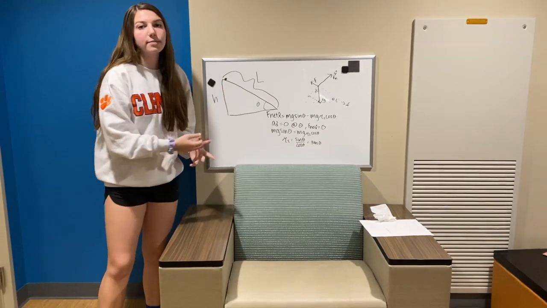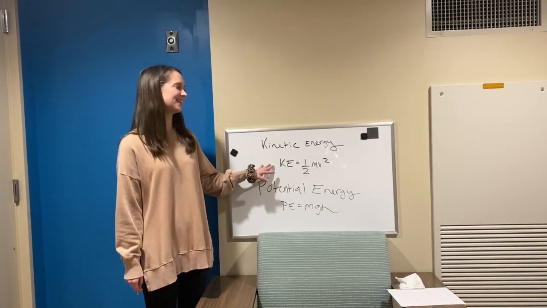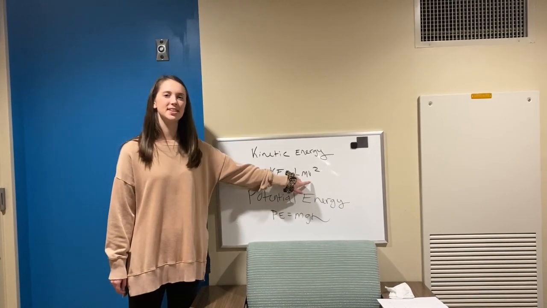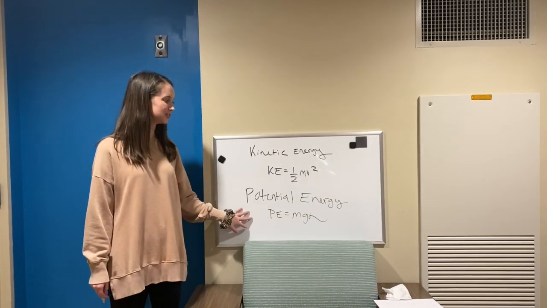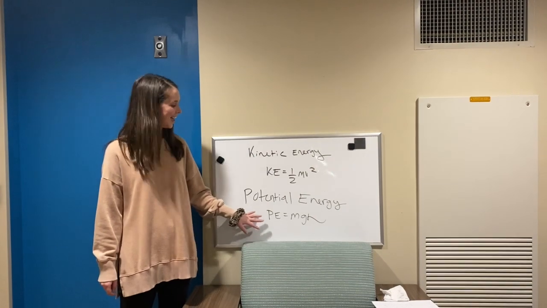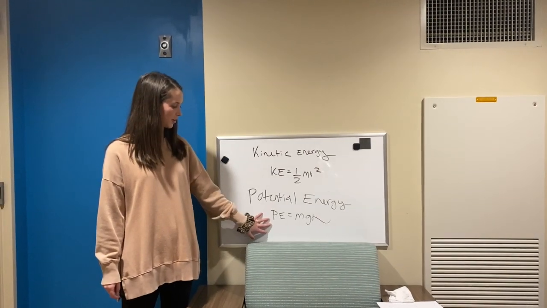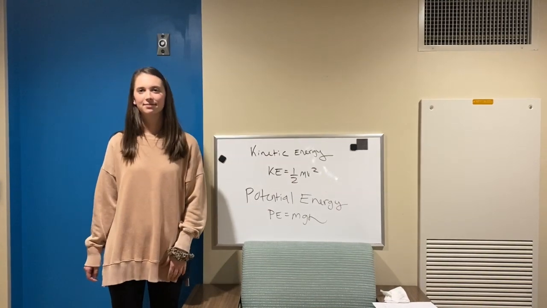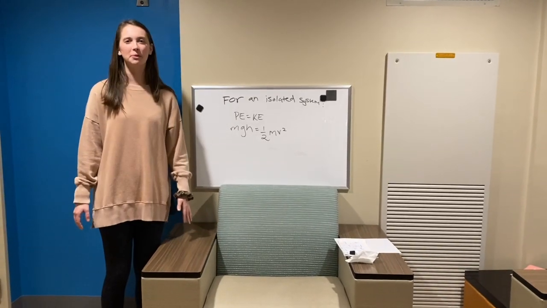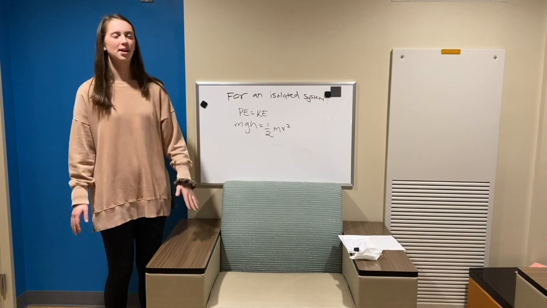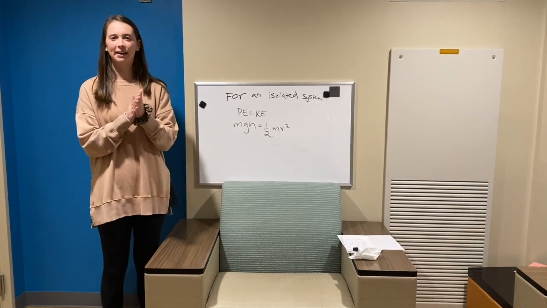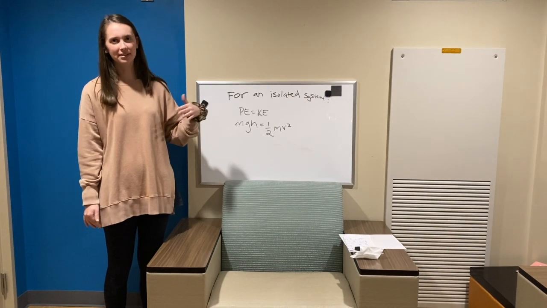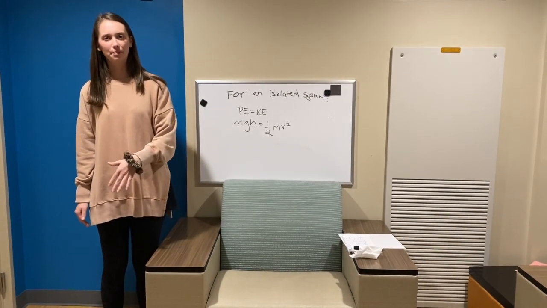Kinetic energy is the energy of motion, and the equation for kinetic energy is 1/2 mass times velocity squared. Potential energy is the energy due to position, and the equation for potential energy is mass times gravity times height. However, for our experiment, we do not have an isolated system. Think about when you rub your hands together, they get hot, and the same thing happens when the phone or calculator is sliding down the clipboard.